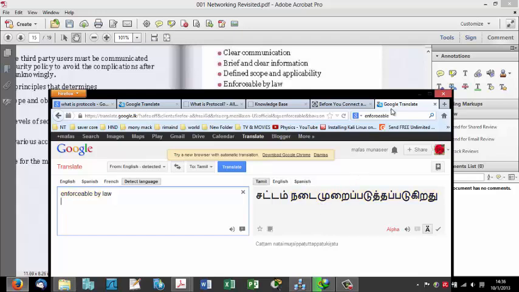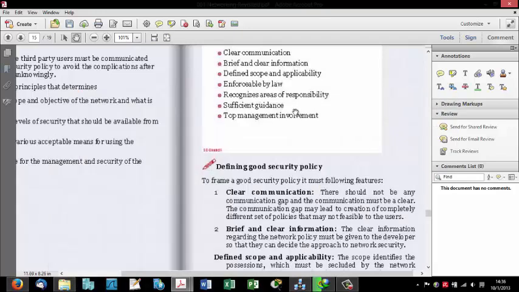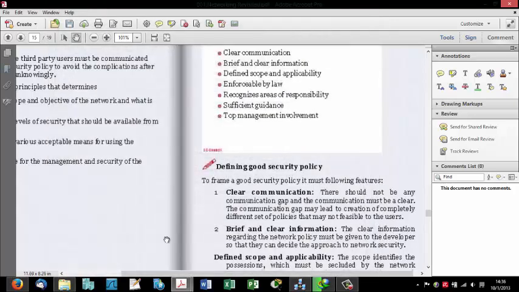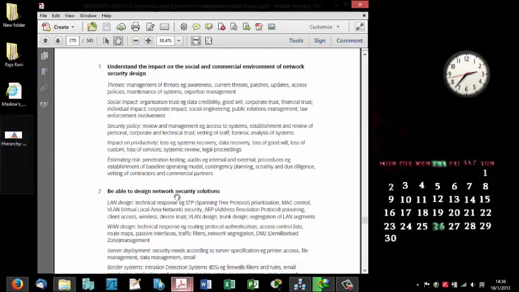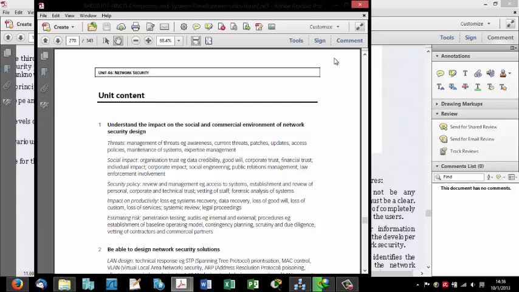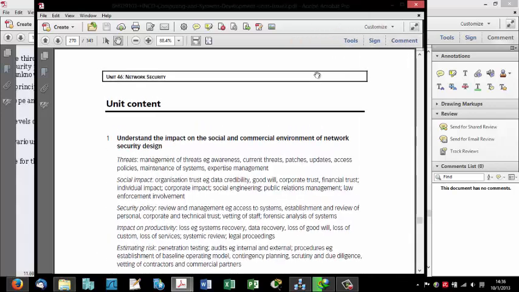You should know what a security policy is. Understand the impact on the social and commercial environment of network security design. You should only know it by implementing it. When it comes to a project also, you don't need to apply laws. You should know who to contact, what to contact.